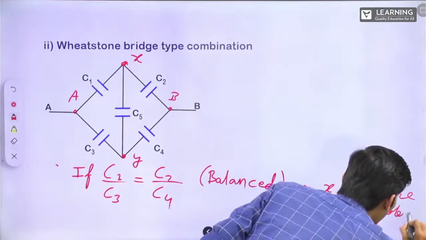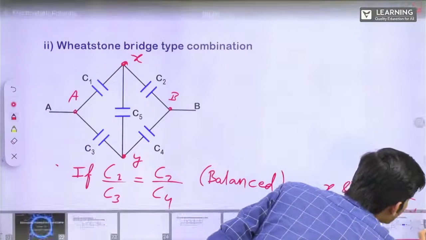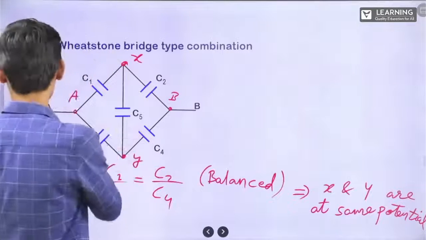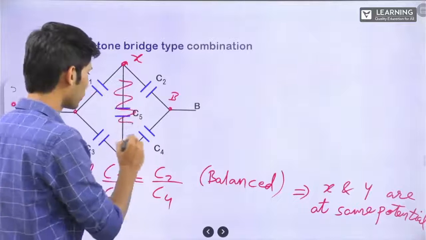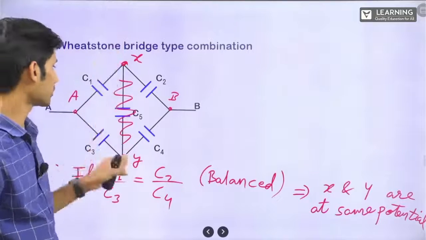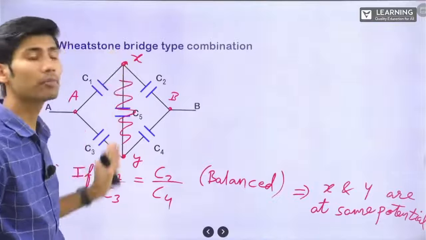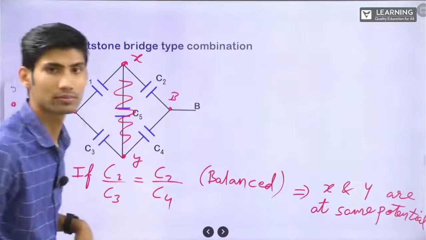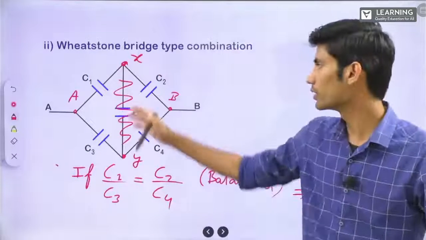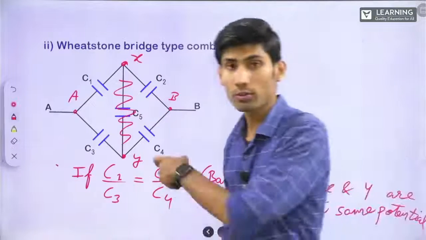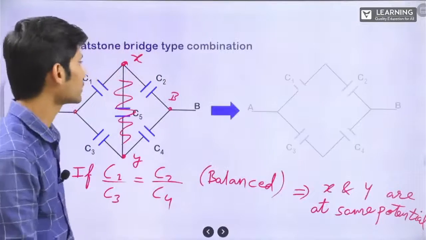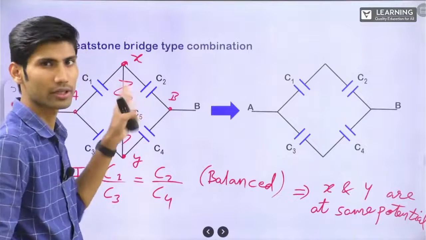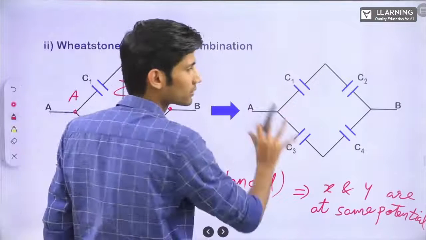And just now what we saw, if 2 points are at the same potential, the connection in between them we can remove. There is no potential drop. Here, these 2 points are at the same potential, so the current will not flow here. This capacitance is just invalid. You can remove this wire, and the final connection will be like this. There is no need to remove the wire; even if it is there, current is not flowing. The resultant circuit will be like this.